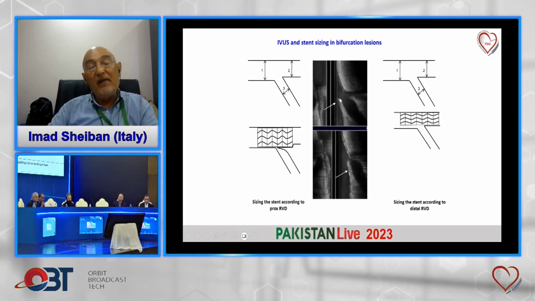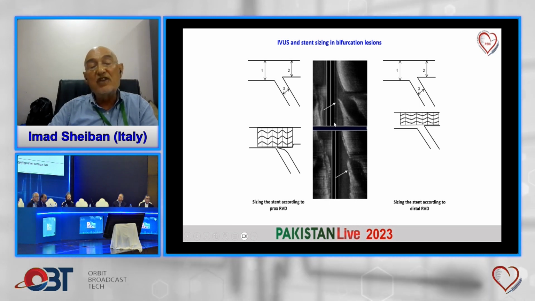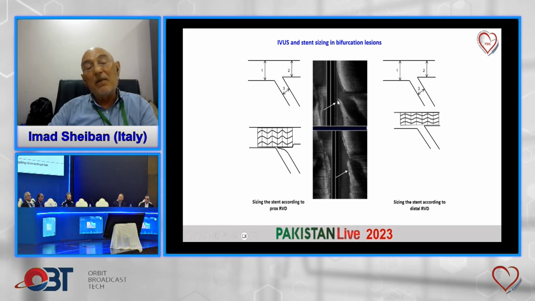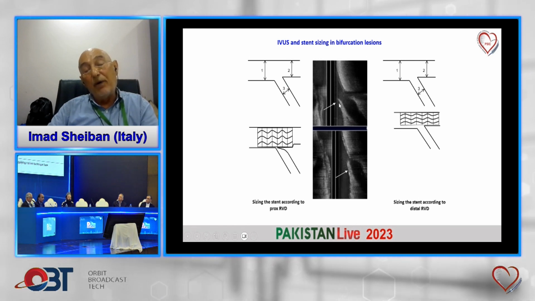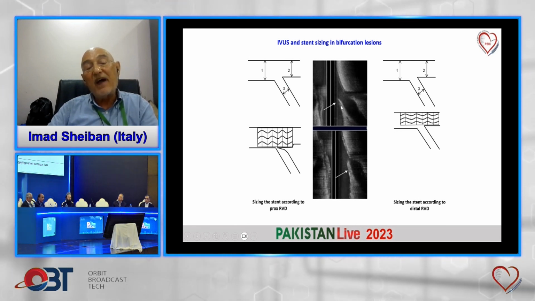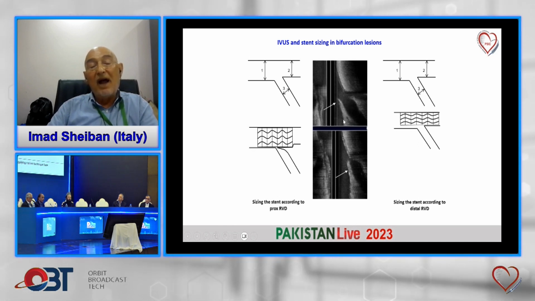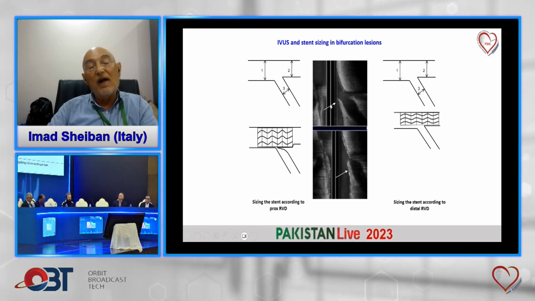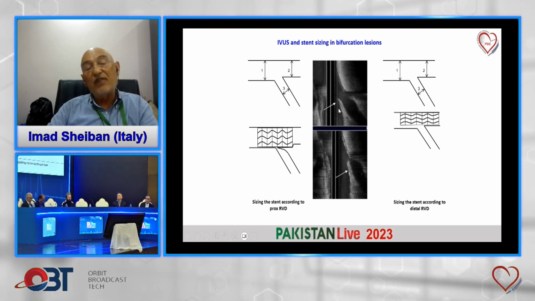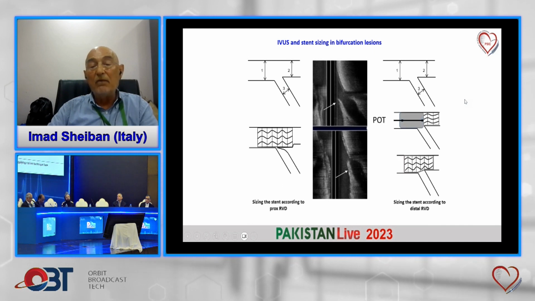And again, the other important thing is the longitudinal view, which can give you some elements with which you can predict possible occlusion or plaque or carina shifting after stenting in the vessel, and of course can guide you to the size of the stent according to the main vessel distal to the bifurcation in order to avoid plaque shifting as well.